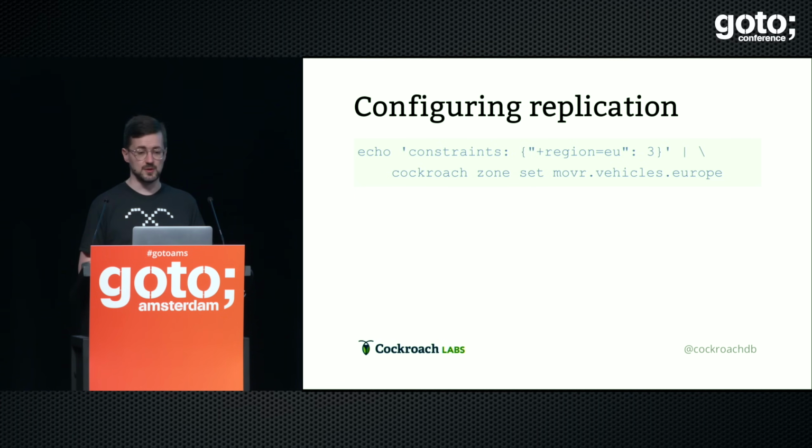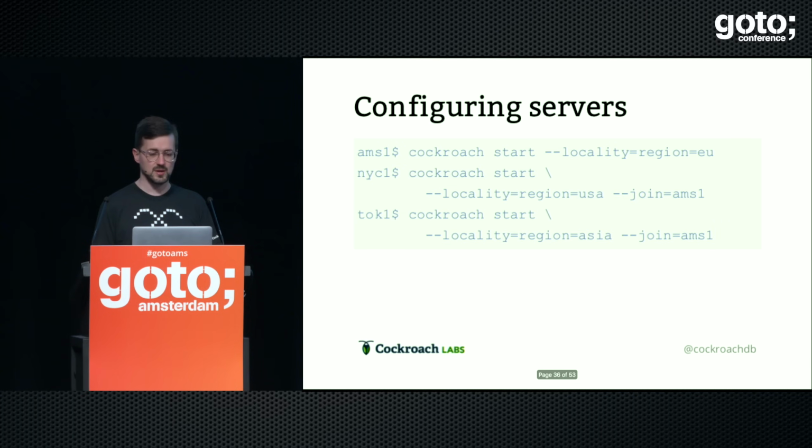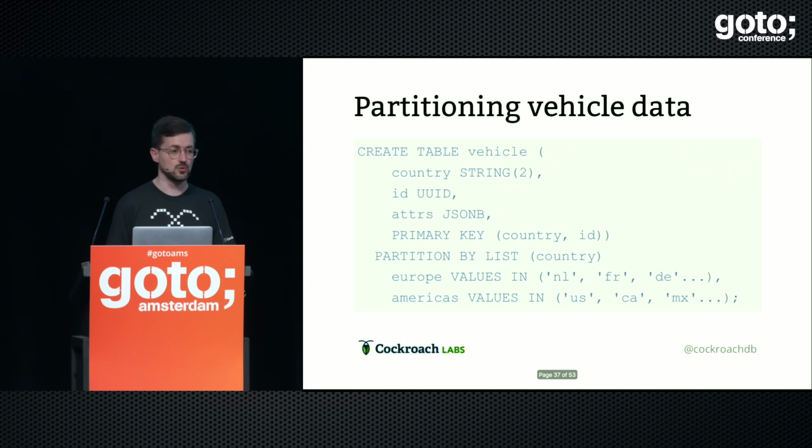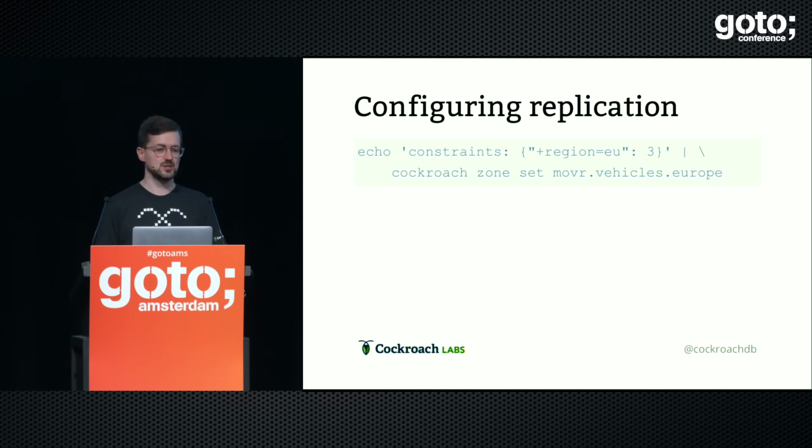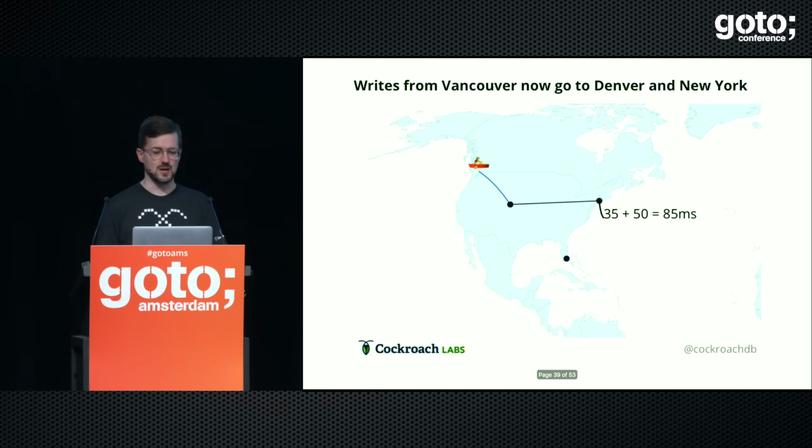Finally, you configure the replication itself, and so this is relatively simple. It's a little ugly. We're working on better syntax for this, but it's a single invocation to set the configuration for the Europe partition of the mover.vehicles table. To give it a constraint that it needs 3 replicas with region equals EU. And so this is what ties the locality flags from the server configurations together with the partition names in the table definition. So with this configuration, what does our replication time look like now?